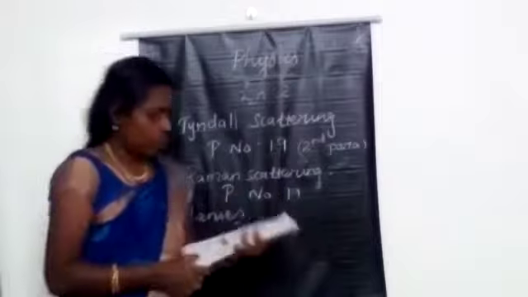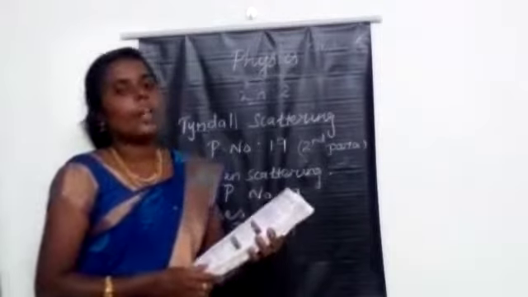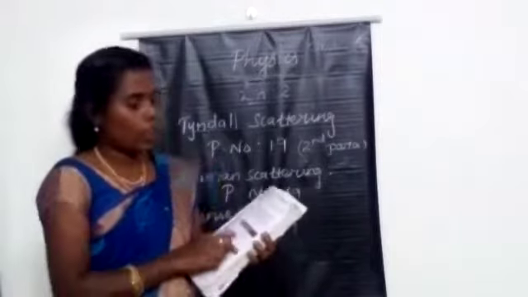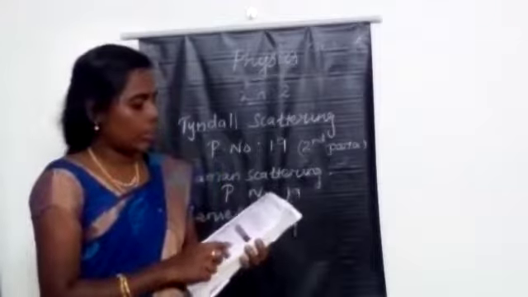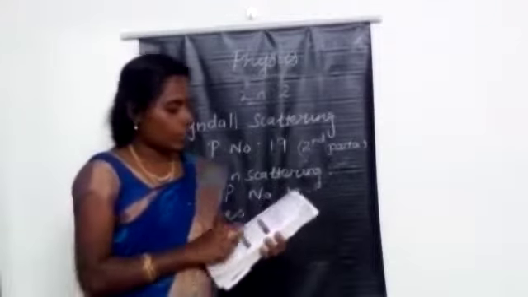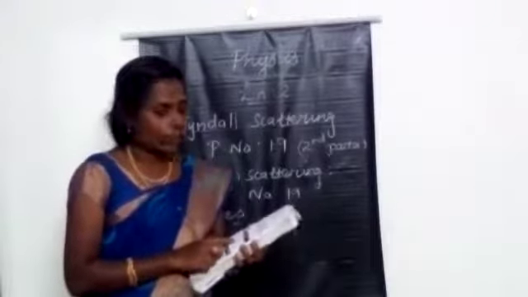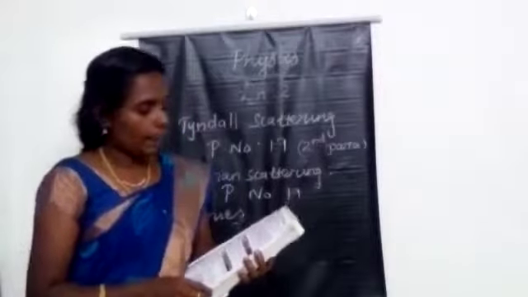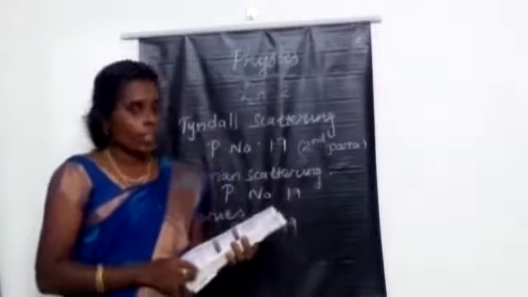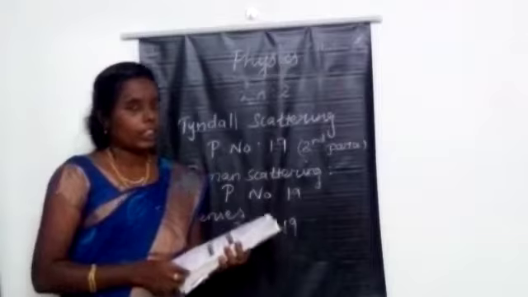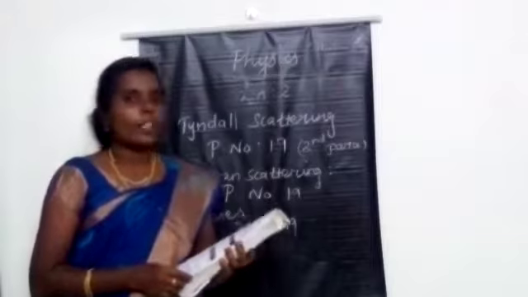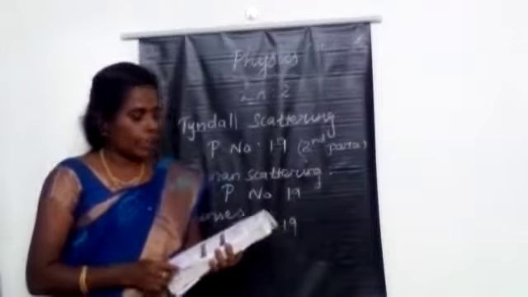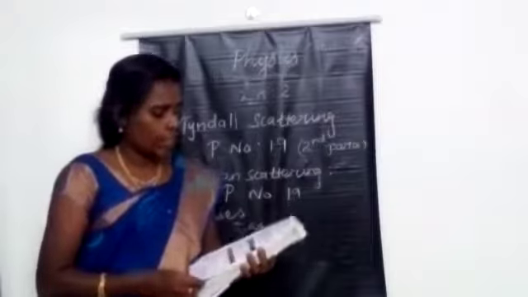The next question, page number 21. What are the applications of convex lenses? Okay. 4 points are there. Just mark it. Convex lenses are used as camera lenses. They are used as magnifying lenses. They are used in microscopes, telescopes and slide projectors. And also they are used to treat the defect of hypermetropia. Okay. Applications of convex lens.